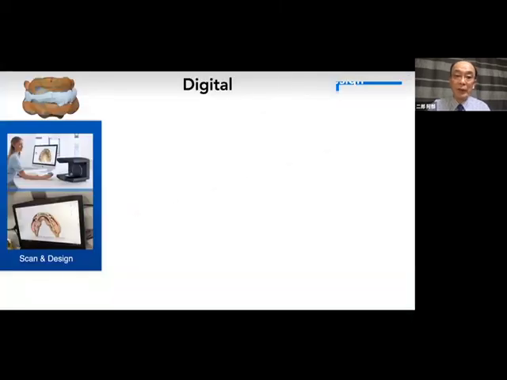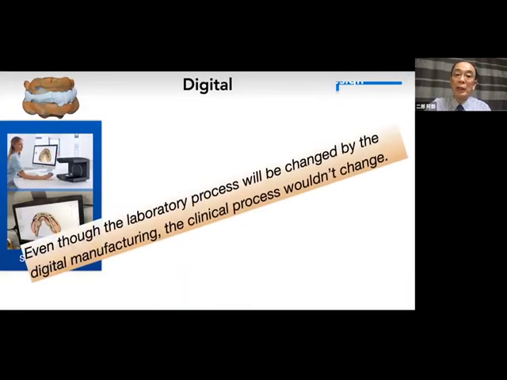So I emphasize that even though the laboratory process will be changed by digital machining, the clinical process wouldn't change. So inadequately acquired final impression and interocclusal vertical record will create ill-fitting and non-functional dentures.